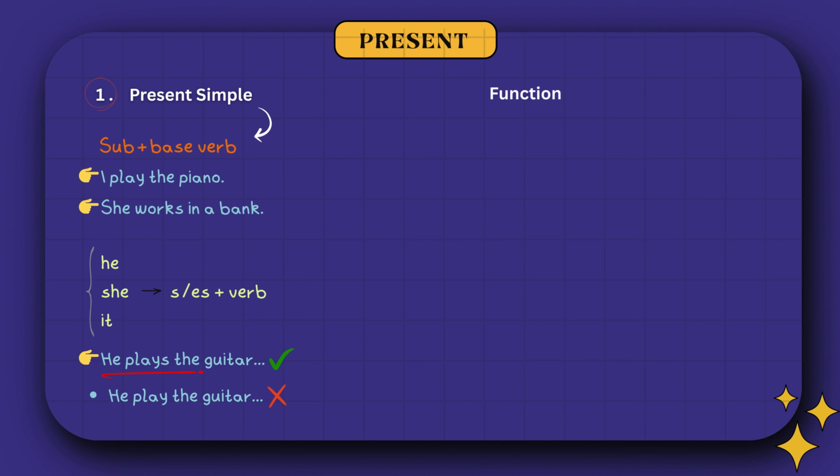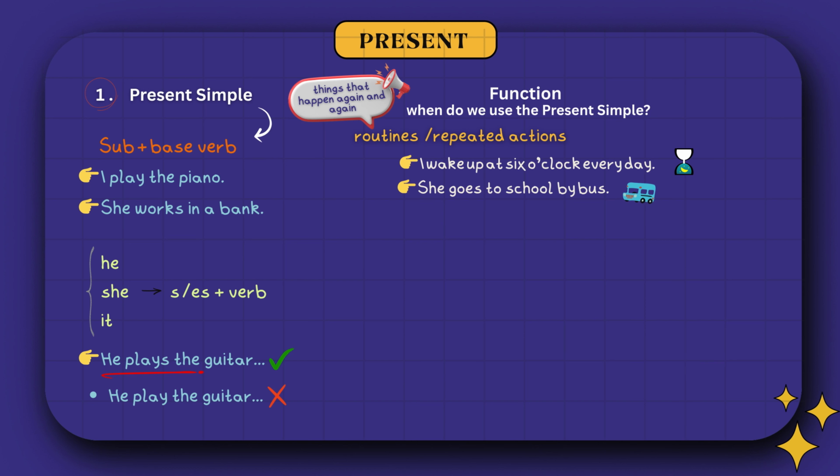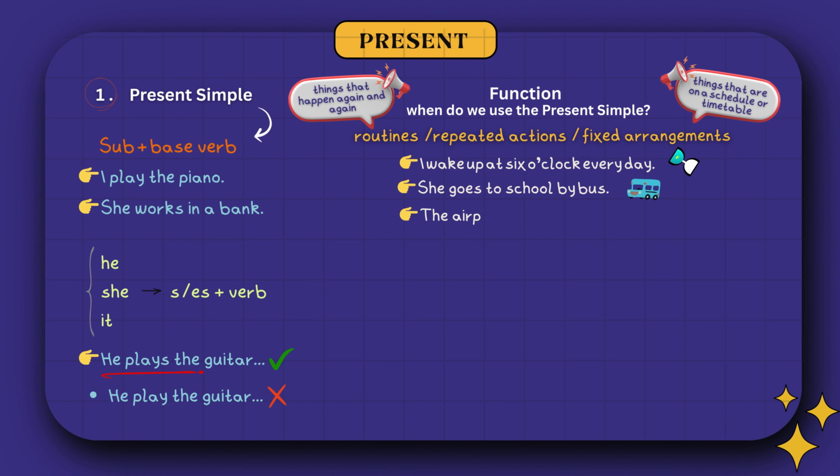Function or use. Now, when do we use the present simple? We use it to talk about routines and repeated actions, things that happen again and again. For example, I wake up at 6 o'clock every day. She goes to school by bus. We also use the present simple for fixed arrangements, things that are on a schedule or timetable. For example, the airplane lands at 3 o'clock, or the shop opens at 9.